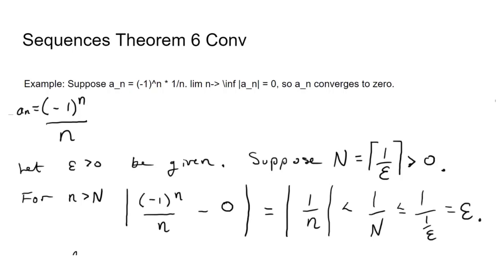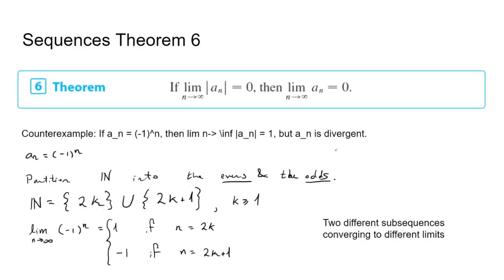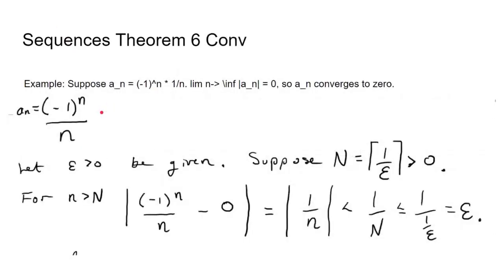Okay. And now this is an extension of, or an example on, this theorem. So now this is something where the limit of the absolute value of the sequence is 0. So then the limit of the sequence itself is 0. We have this guy, (-1)^n divided by n.